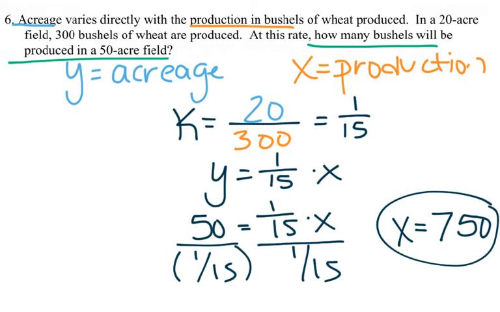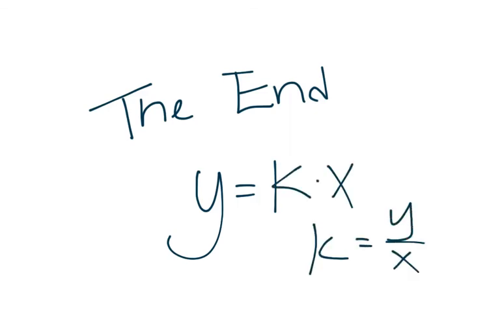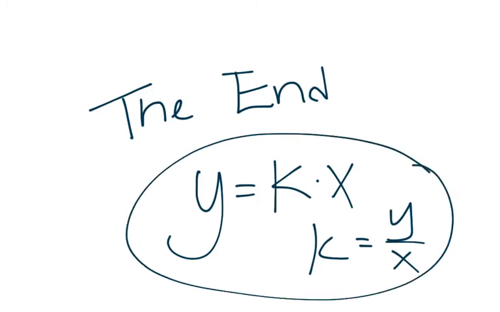Alright, so hopefully that wasn't too bad. Remember, you just want to remember this formula for direct variation, and remember that k equals y divided by x whenever you're talking about direct variation. If you can remember those two things, you're going to be great.